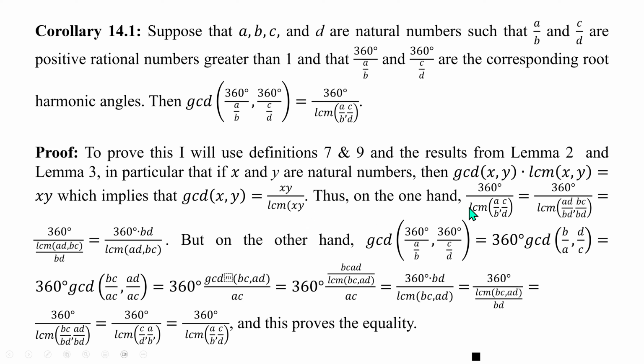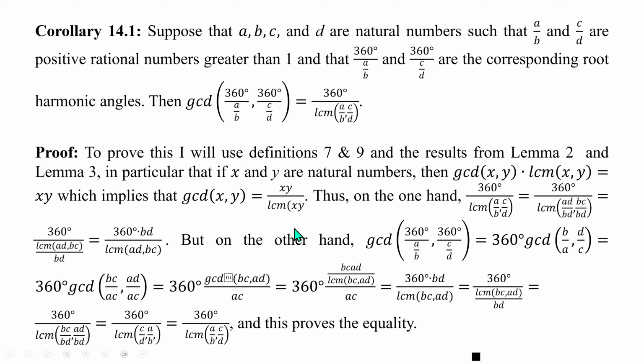Sorry about that typo. So on the one hand, we have that 360 degrees divided by the least common multiple of these two fractions. Well, you could write these fractions with BD as a common denominator. And then by definition, this is going to be equal to the least common multiple of those numerators divided by that common denominator. You can simplify this complex fraction by flipping the denominator that puts b times d on top.